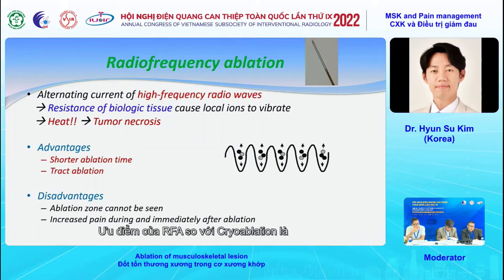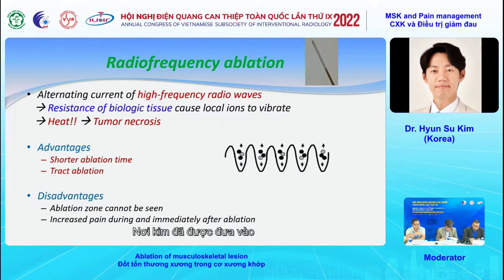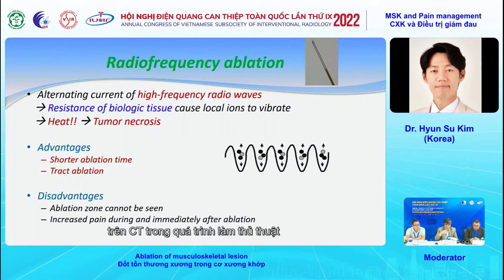Advantages of RFA over cryoablation are shorter ablation time and the ability to perform tract ablation, which can prevent tumor seeding along the tract where the needle has been inserted. Disadvantages of RFA include the fact that the ablation zone cannot be visualized on CT during the procedure, and greater pain during and immediately after ablation compared with that of cryoablation.